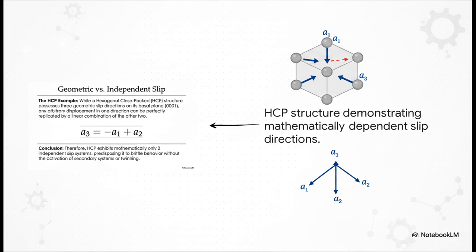But we have to be incredibly careful with the geometry here. Take a hexagonal close-packed, or HCP, structure. It has 3 physical slip directions on its basal plane. However, any physical displacement in one direction can be perfectly replicated by a linear combination of the other 2. Therefore, mathematically speaking, HCP exhibits only 2 genuinely independent slip systems. This inherently predisposes it to brittle fracture unless higher temperatures can step in to activate secondary systems.